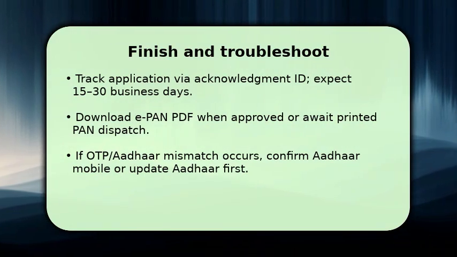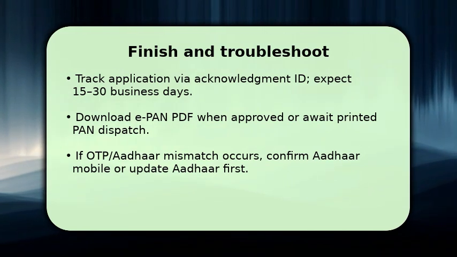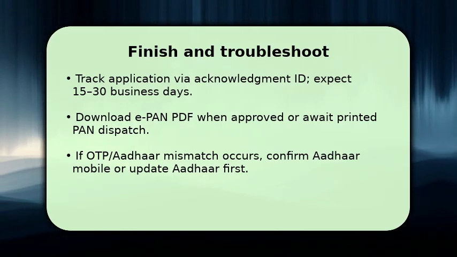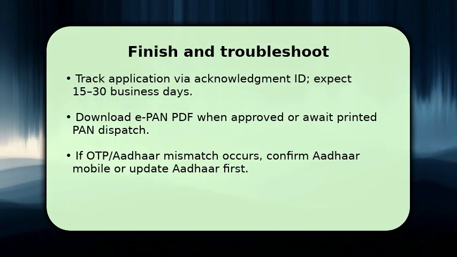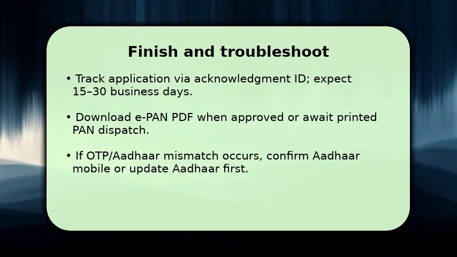Finally, monitor your application using the acknowledgement ID on the portal. Processing typically takes around 15 to 30 business days. Once approved, download the ePAN PDF or wait for the physical PAN to arrive if you opted for dispatch.